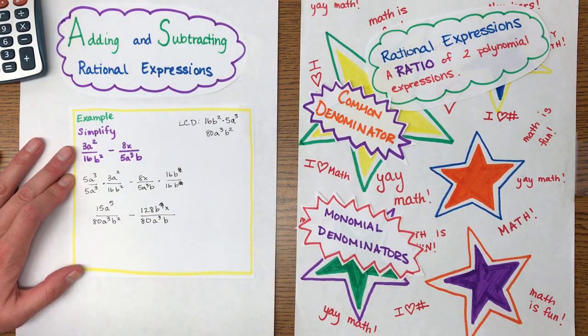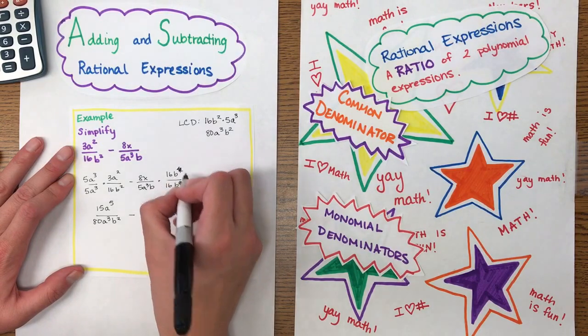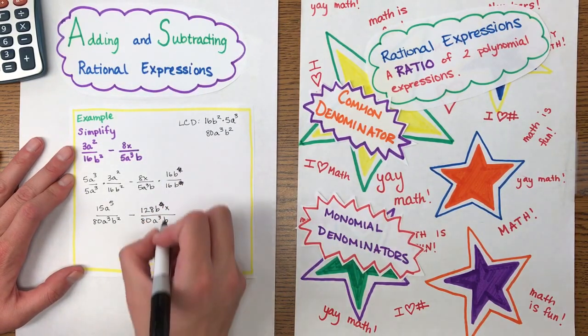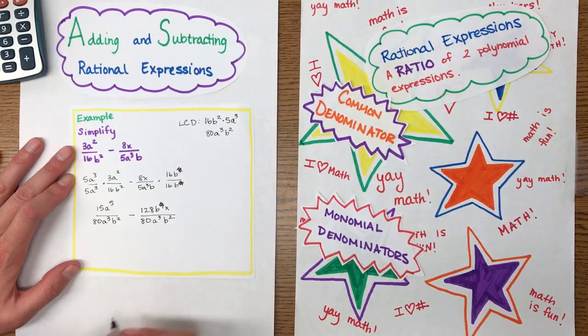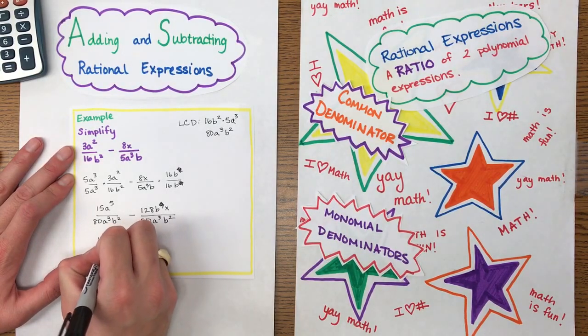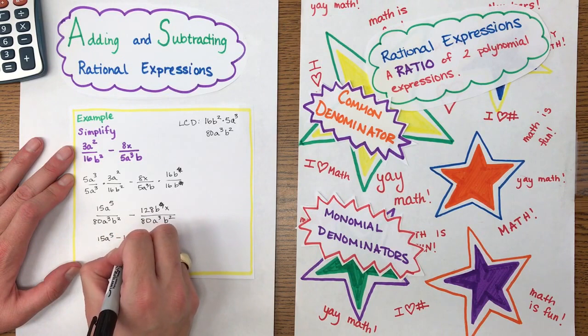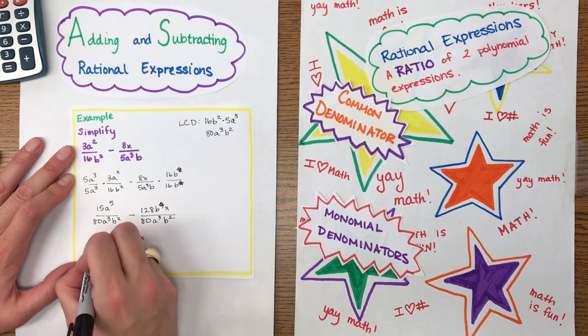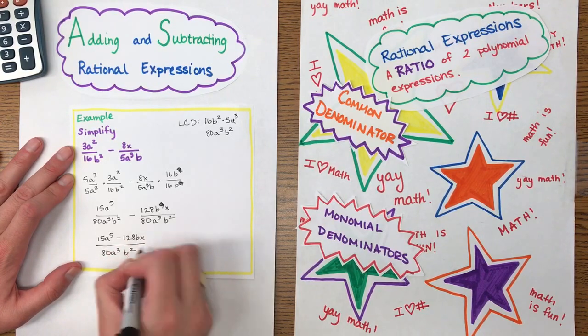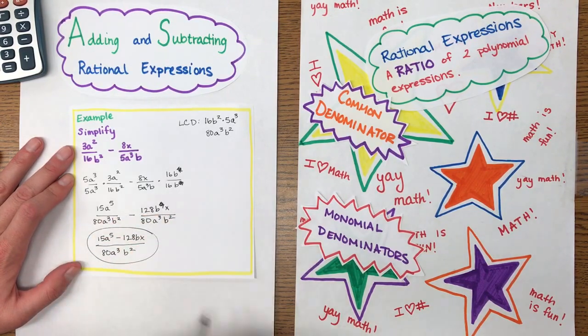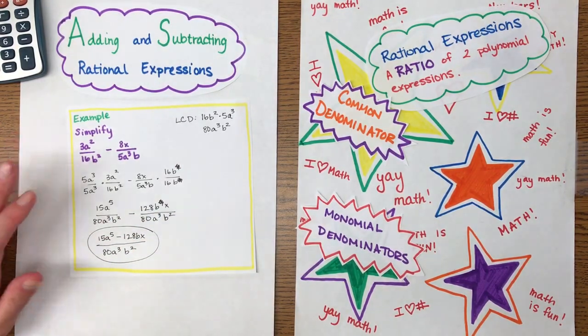This is a good way to check to make sure you've done the right thing. So 16b was what that needed to be. So this will be 16b. My denominators look exactly the same, so this becomes 15a to the 5th minus 128bx divided by 80a cubed b squared. There's no more simplifying that can be done, so that is my answer.